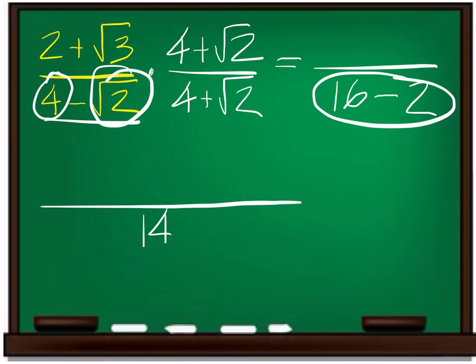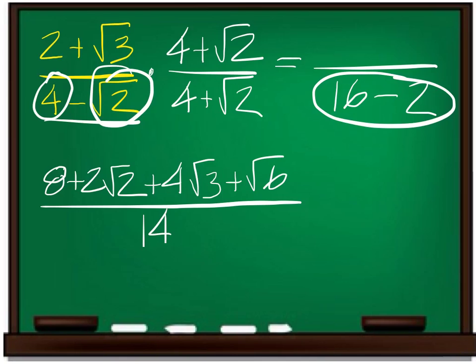Start with the 2 and multiply it by each of these items here. 2 times 4 and 2 times square root of 2. That would be 8 plus 2 square root of 2. And then move to the square root of 3 and multiply it by each of these. So this times this would be 4 square root of 3, and then this times this is square root of 6. Now look to see if you can simplify anything.